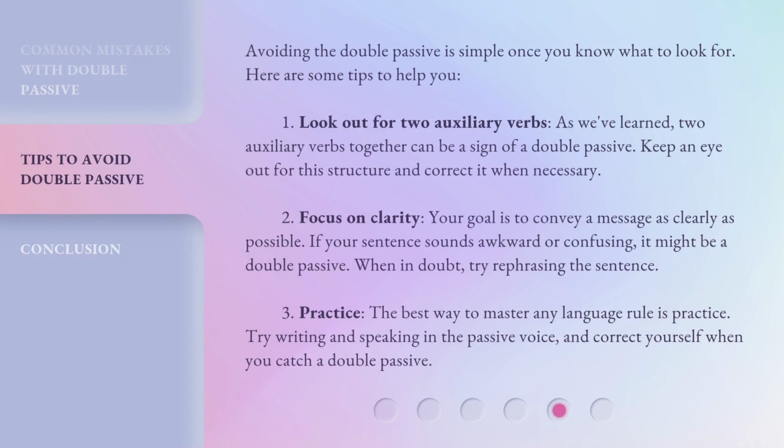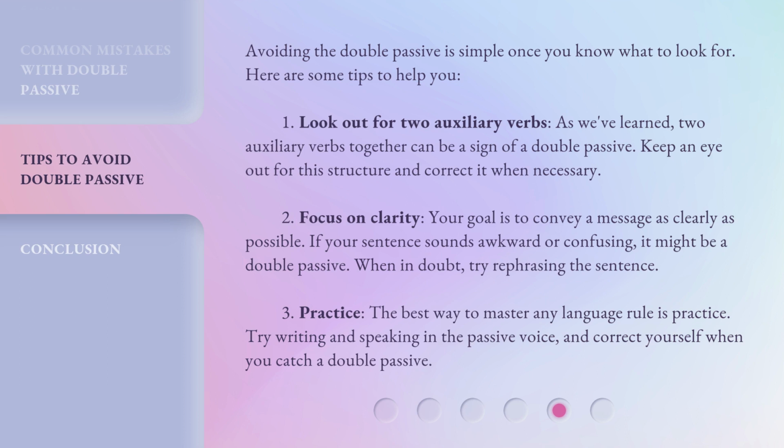Avoiding the double passive is simple once you know what to look for. Here are some tips to help you. 1. Look out for two auxiliary verbs. As we've learned, two auxiliary verbs together can be a sign of a double passive. Keep an eye out for this structure and correct it when necessary.